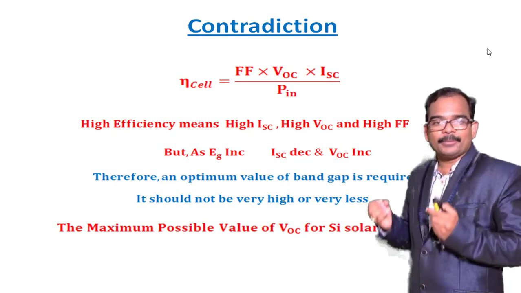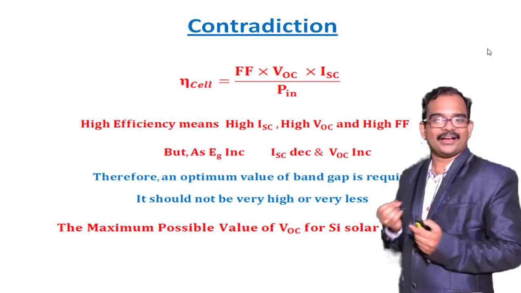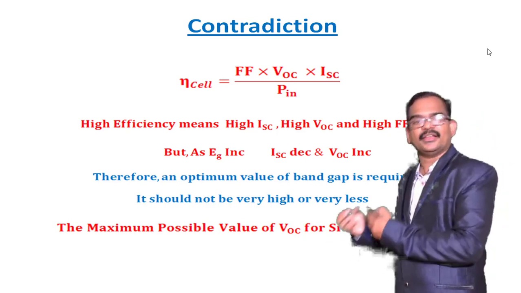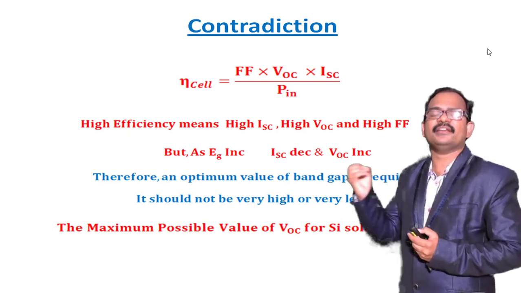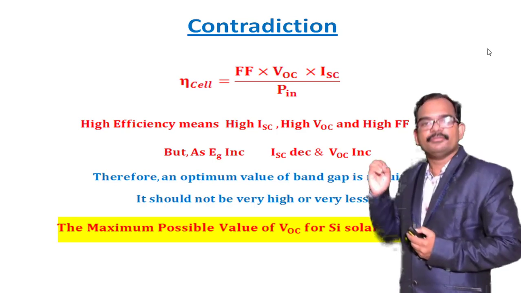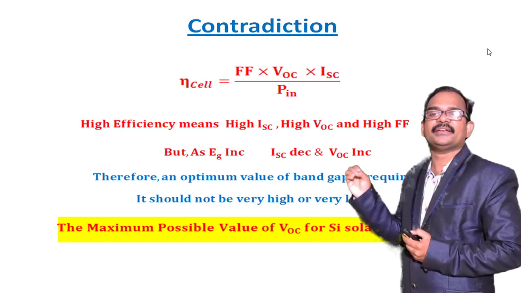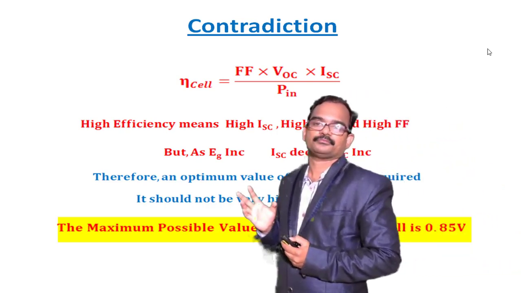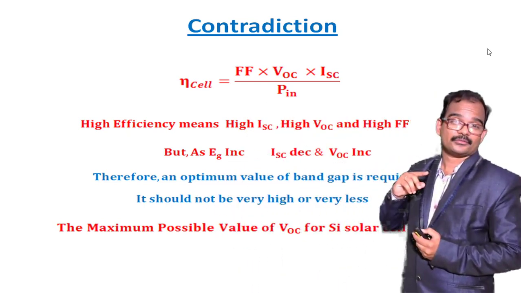So, therefore, an optimized value of the band gap is required. It should not be very high or very low. There should be an optimum band gap which satisfies both ISC and VOC. Therefore, the maximum possible value of VOC for silicon solar cells is 0.85 volts. Now, this answers my question, right?